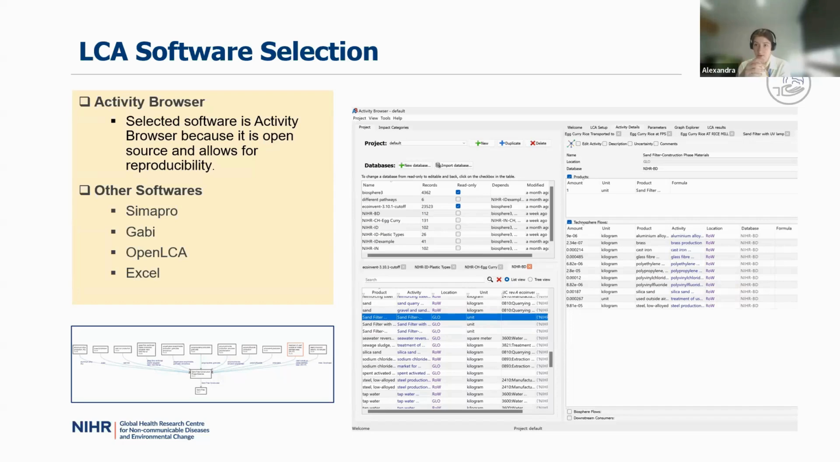I most commonly use Activity Browser. The Activity Browser itself is open source and allows for reproducibility, but certain databases for impact categories, such as EcoInvent, you need to pay for, but Biosphere and other ones are available. So it is up to you and what you want to do, what your resources are. Another one that is free is OpenLCA. It's up to your preference. I just find that Activity Browser is a bit less clunky.